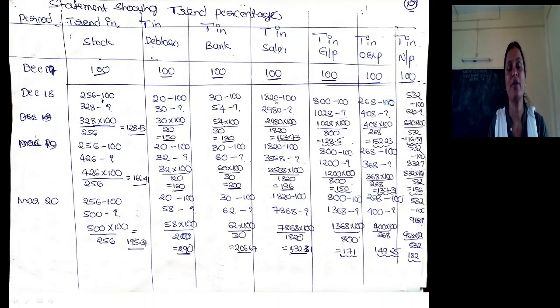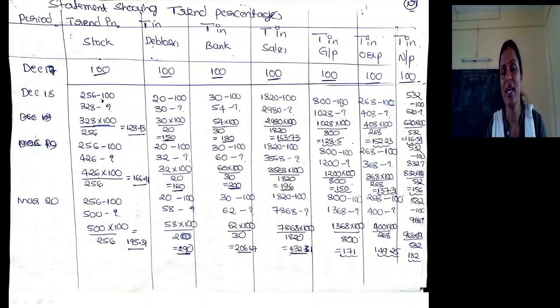Trend in sales: it was 1820 crores in 2017, which represents 100. What is 2980? It becomes 163.73 in 2018. In 2019 it becomes 196, and in 2020 it becomes 432.31. As far as stock is concerned, it increased, debtors also increased, bank balance also increased. At the same time, there is a tremendous increase in sales. It was 100 during 2017, and it reached 432.31% during 2020, over a period of 4 years from 2017.